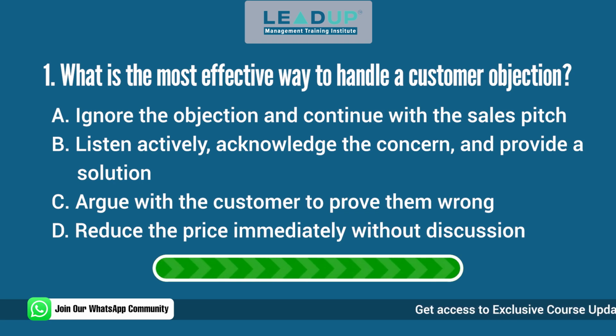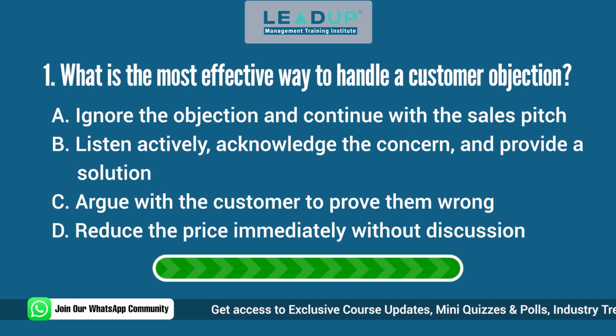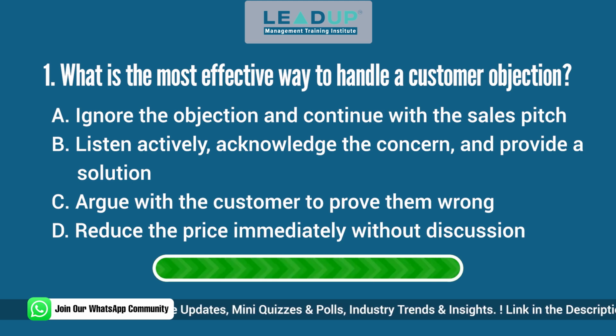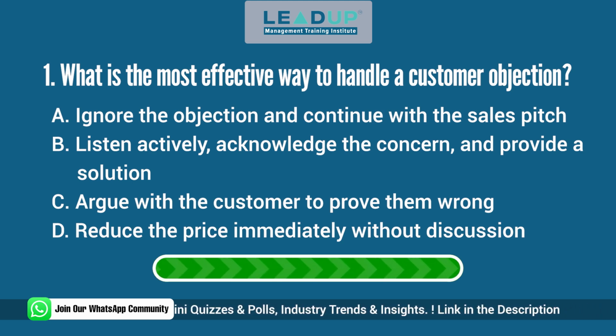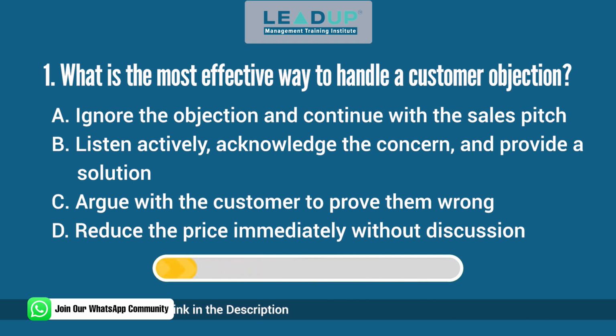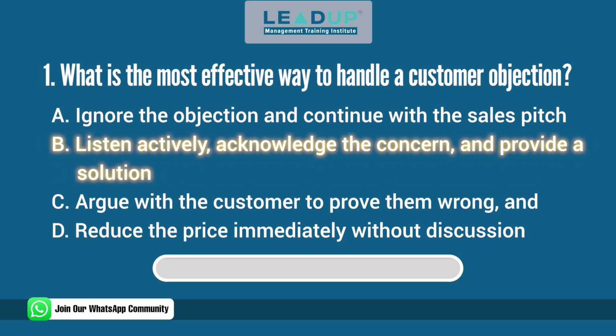A. Ignore the objection and continue with the sales pitch. B. Listen actively, acknowledge the concern, and provide a solution. C. Argue with the customer to prove them wrong. And D. Reduce the price immediately without discussion. Answer: listen actively, acknowledge the concern, and provide a solution.